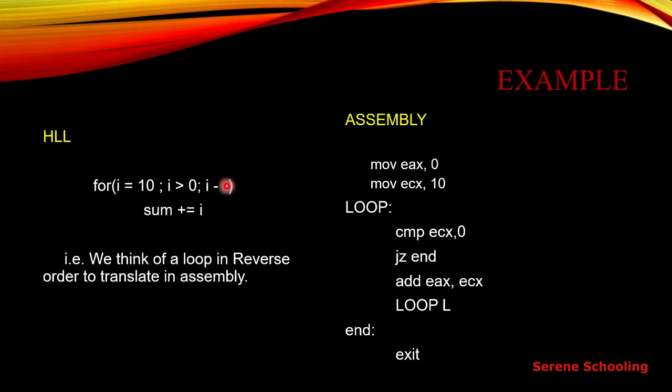But here you can see I'm saying I minus minus, but here I'm not doing ECX minus minus or decrementing ECX. Why? Because ECX will be auto decremented. The first time the value is 10. Now again, when the control goes back to this loop, it will become 9, then 8, then 7, then 6 automatically.